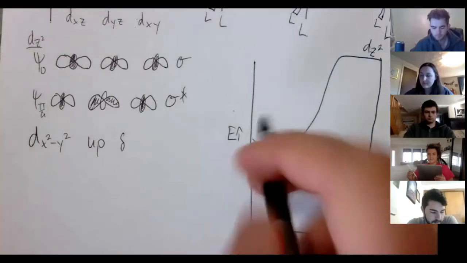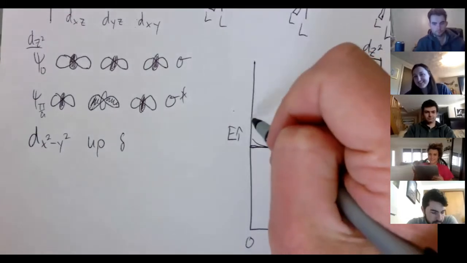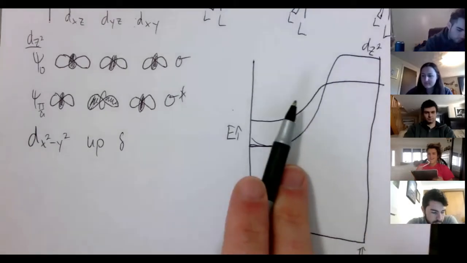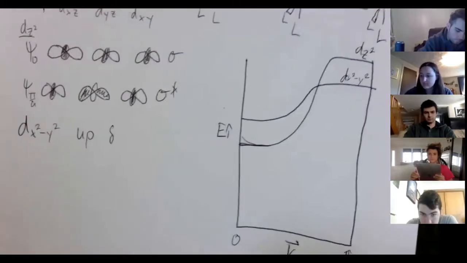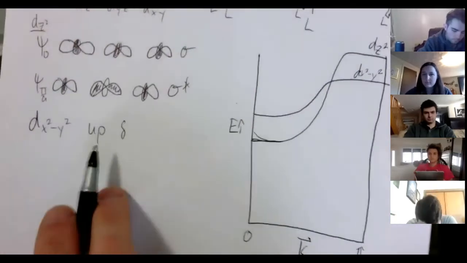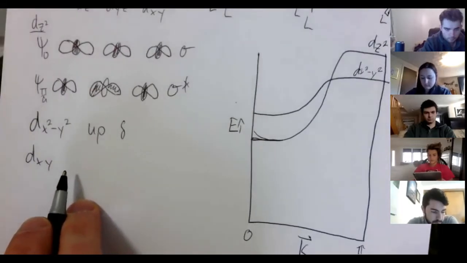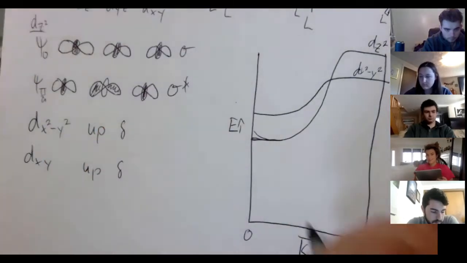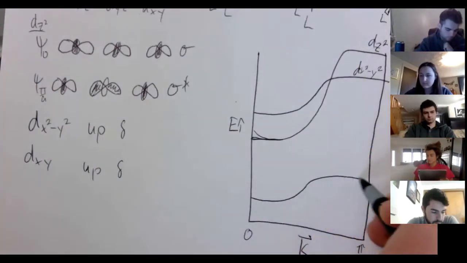So, look at the other one. And it should run up, right? So that will be where the dx squared minus y squared is. Then the other three, their centers should be about even with one another. Let's consider the dxy. Will that run up or will that run down? dxy goes up, yep. But it's also a little delta. Yep, delta, so it's got really bad dispersion, it's going to run up. And I'll be over here.